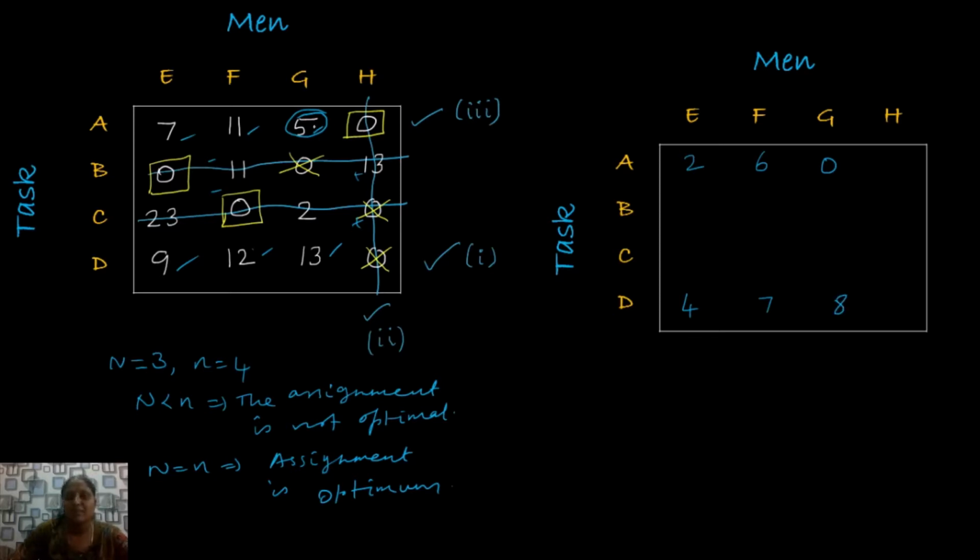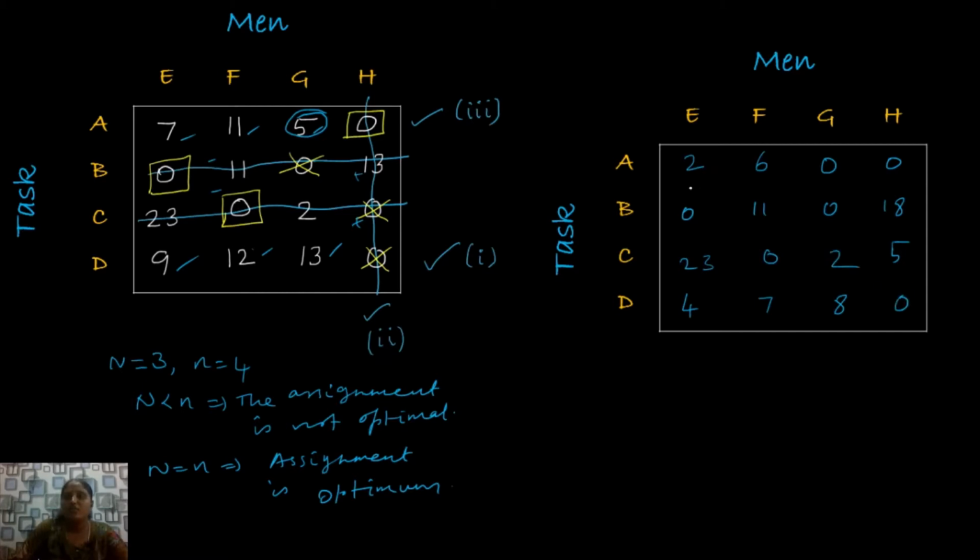Now we subtract the minimum element from all uncovered elements, and add it at the point of intersection of the straight lines, that is 13 plus 5, that is 18. Already we have 0, so 0 plus 5 is 5 itself. And leave the remaining elements as they are. So here we have 0, 0, 11, 0, 23, 0, 2 and 0.